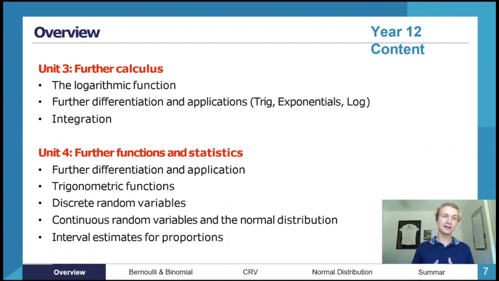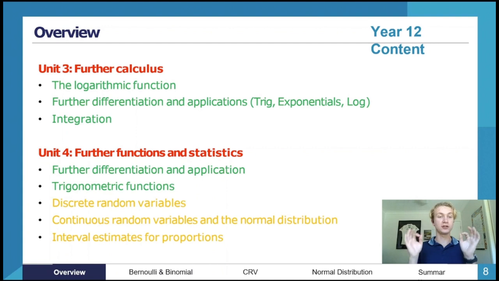Unit Three was for the calculus, so logs, differentiation, applications, integration. We're not talking about that today. In fact, we're not really even talking about those first two, which are differentiation and application or trig. In Unit Four, we're talking about probability, and probability is what makes up the basis of Unit Four.